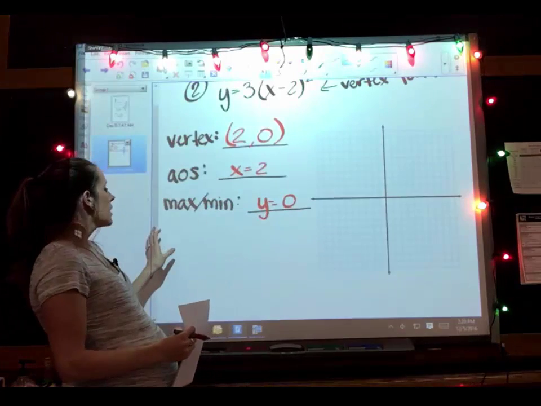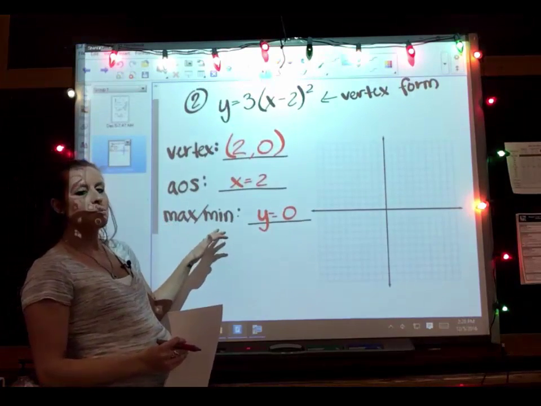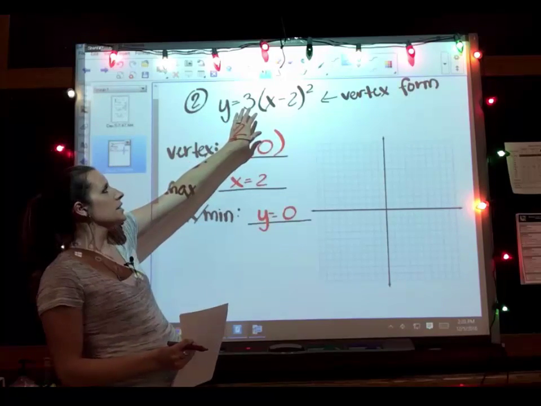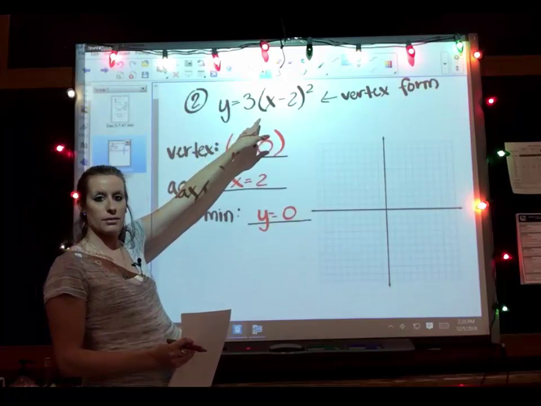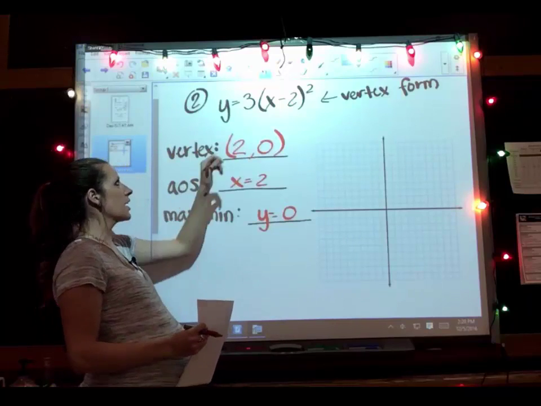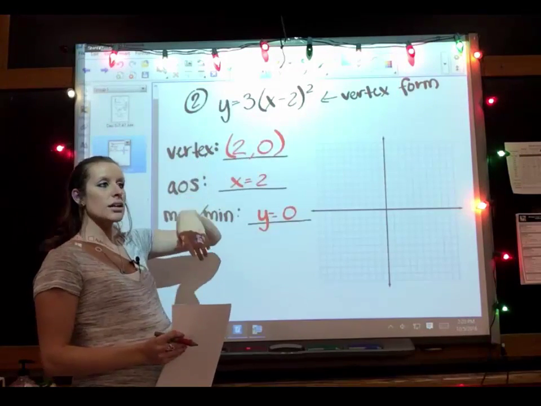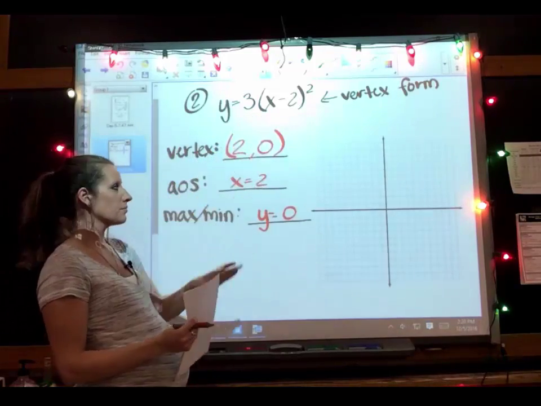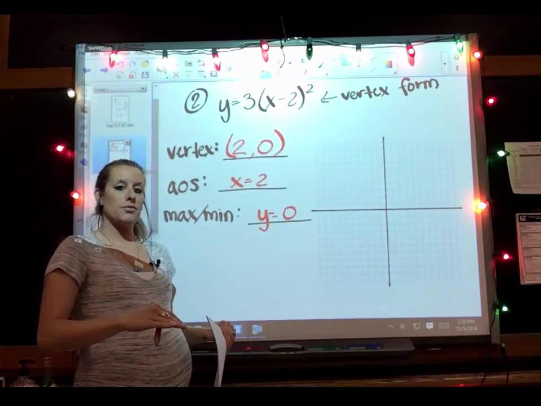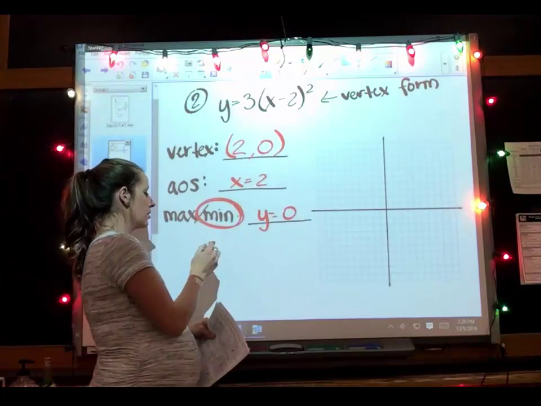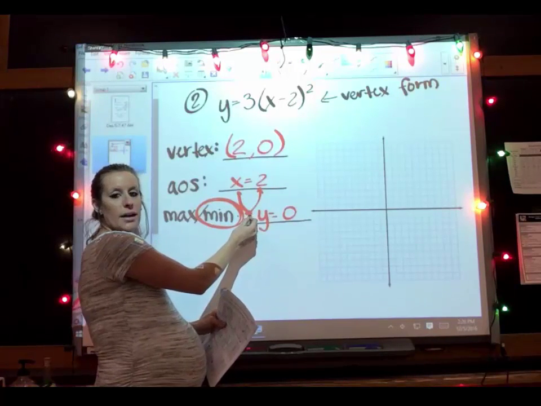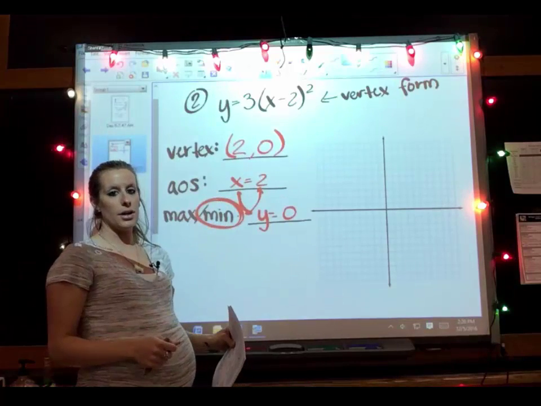Okay, and remember to tell if it's a max or a min. Look at your equation. Do you have a negative in front of that very first number? Okay, and you don't, which means it's a right side up parabola. It's not going to be flipped because there's no negative. So thinking about a right side up parabola, you're going to have a minimum value. You're going to have a really low point at the vertex, and then it's going to go up forever and ever. So this is going to be your minimum.